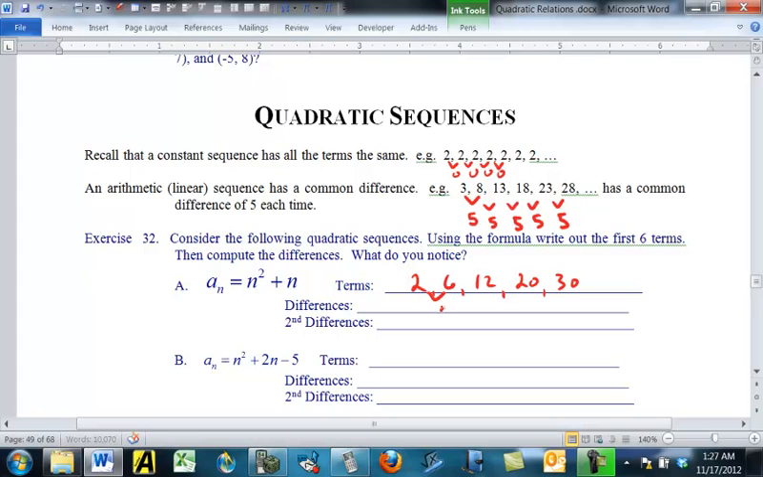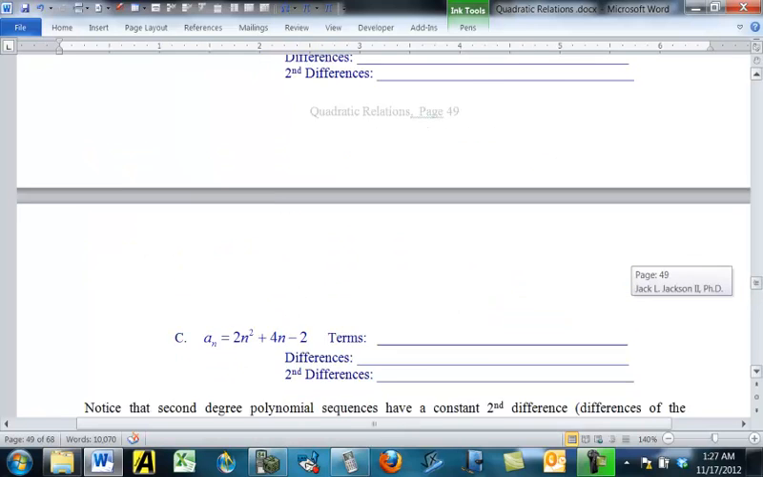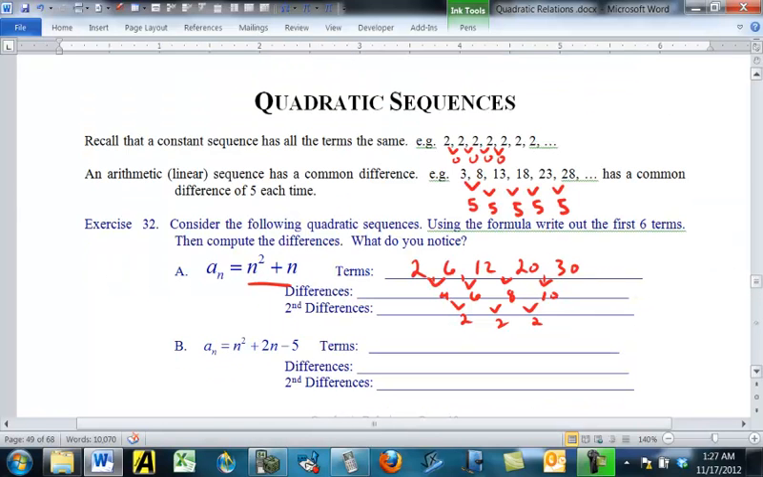Now, if I do the differences, I get 4, 6, 8, 10. Do you see a pattern? If you do differences again, it's the same thing. Those are constant. So the second differences are constant when we had a quadratic, and that's not a coincidence. It's always true that if you have a quadratic, the second differences are constant. In fact, if you have a cubic, third differences are constant, and so forth. So it's a characteristic of polynomial functions.